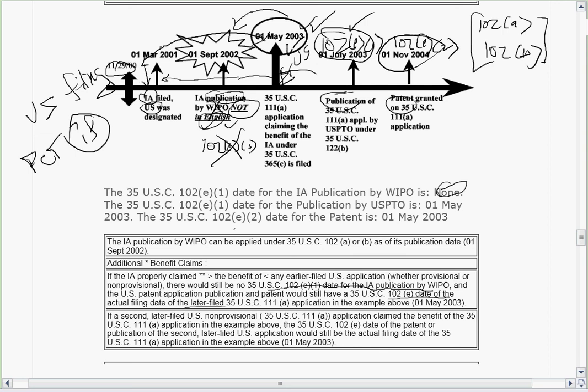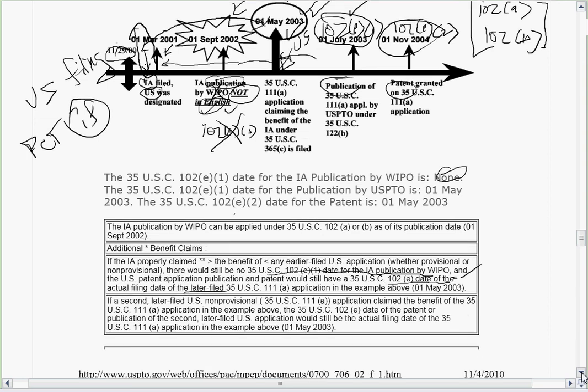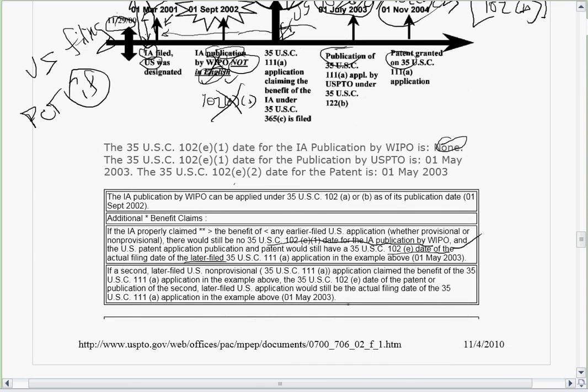It wouldn't go back to an earlier U.S. date because it can't get through this PCT date in order to get back to this earlier U.S. date. That's what this is saying here. The next sentence: if a second later filed U.S. non-provisional application claimed the benefit of the application above, the 102E date of the patent or publication of the second later filed application would still be the actual filing date of 111, the May 1st date.